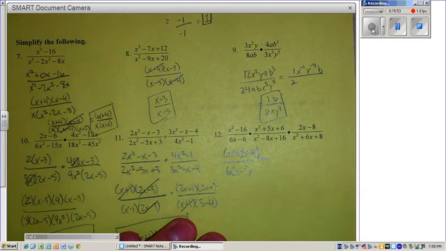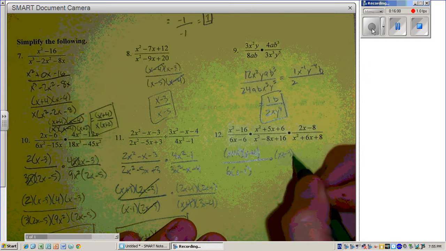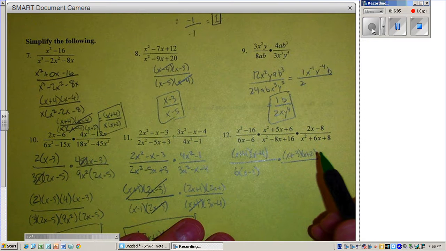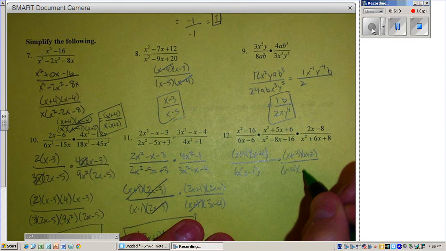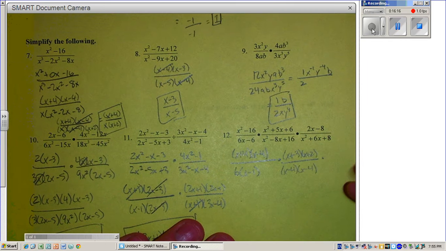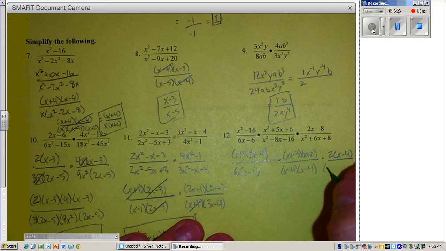I'm going to start the next expression. I need two numbers that multiply to 6 and add to 5. x plus 3 times the quantity x plus 2. In that denominator, I need two numbers that multiply to positive 16 and add to negative 8. That gives me x minus 4 times the quantity x minus 4. And the last one, I'm going to look at the GCF. So I'm going to take out a 2, and I get x minus 4. And now I need to factor this last trinomial. I need two numbers that multiply to 8 and add to 6. So I get x plus 4 times x plus 2.